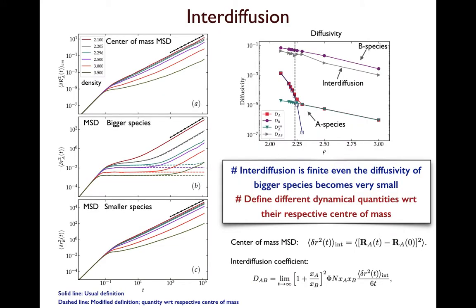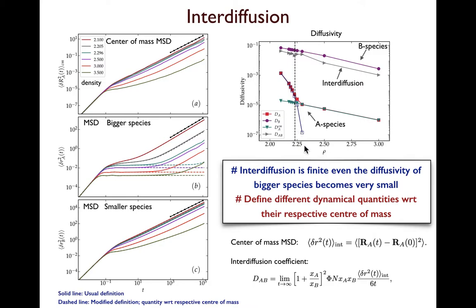To understand the interdiffusive properties, we measure the mean square displacement of the center of mass of one of the subpopulations at different densities of the system. And we see that using this definition, we can calculate D_AB, which is the interdiffusion coefficient. The behavior of the interdiffusion coefficient is very similar to B particle diffusivity, that is, interdiffusion is finite even at very high densities, but A particles, bigger particles, diffusivity becomes very small.